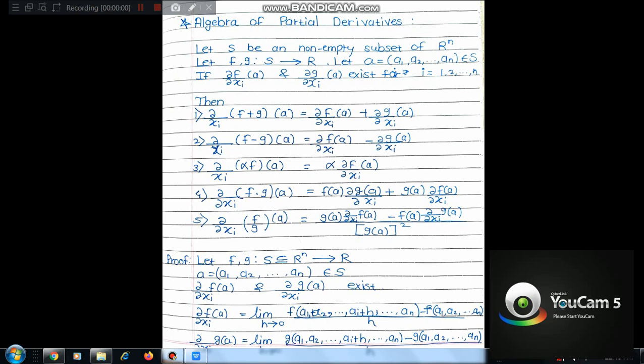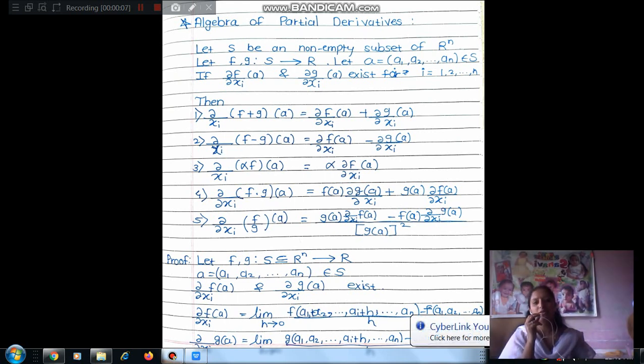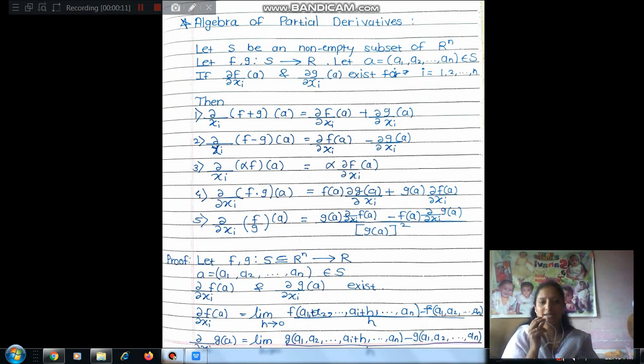Good morning. In today's lecture, we discuss the algebra of partial derivatives. In the last lecture, we saw what partial derivatives are and some examples. Do you understand the definition of partial derivatives and the examples on it? Okay. So in this lecture, we discuss the algebra of partial derivatives.